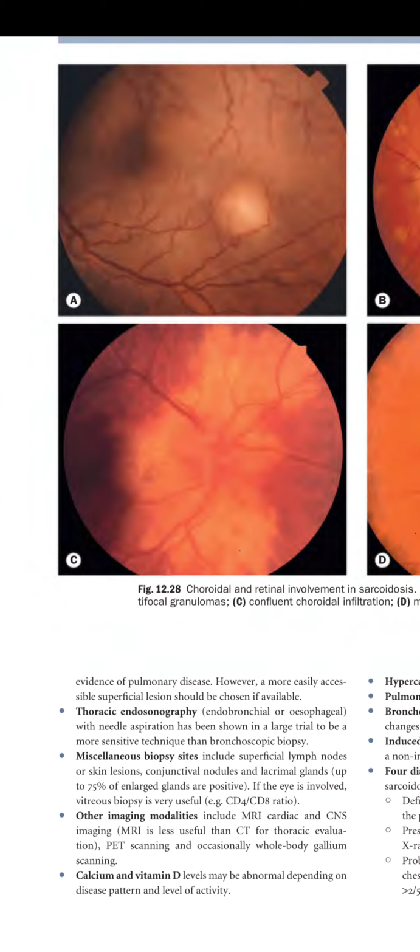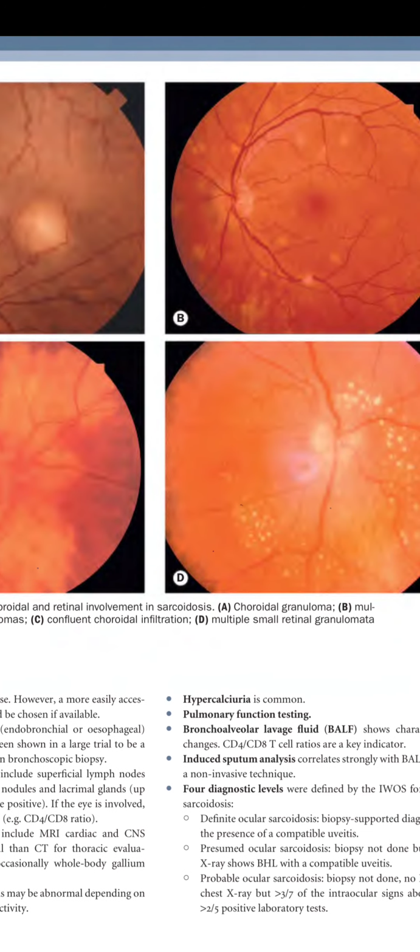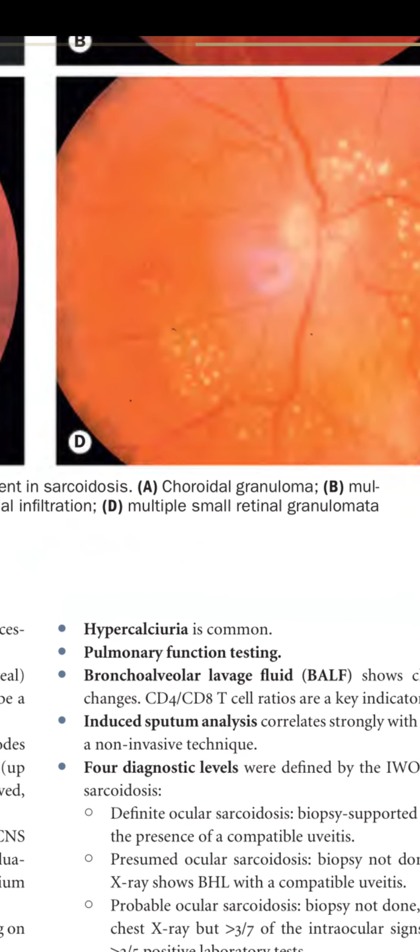If the eye is involved, vitreous biopsy is very helpful, CD4 or CD8 ratio. So you can take the biopsy sample from any kind of nodule as well. Other imaging modalities include MRI, cardiac and CNS imaging. MRI is less useful than CT for thoracic evaluation, PET scanning and occasionally whole body gallium scanning. Calcium and vitamin D levels may be abnormal depending on the disease pattern and level of activity. Hypercalciuria is common. Pulmonary function testing.